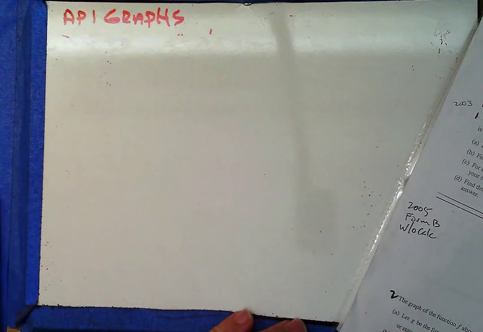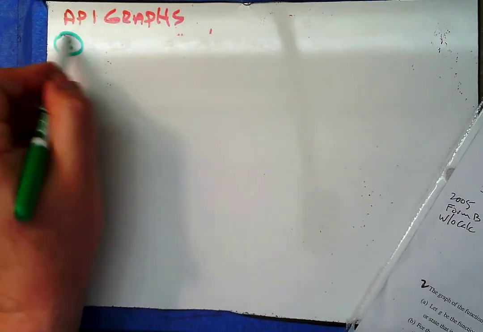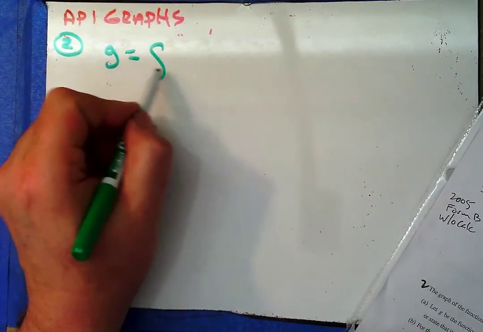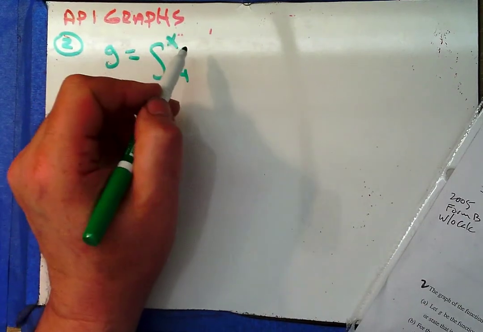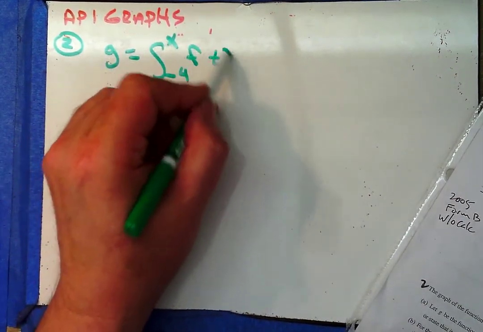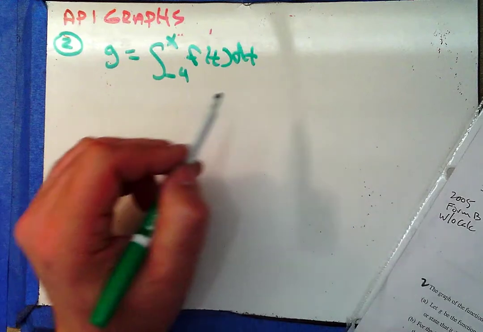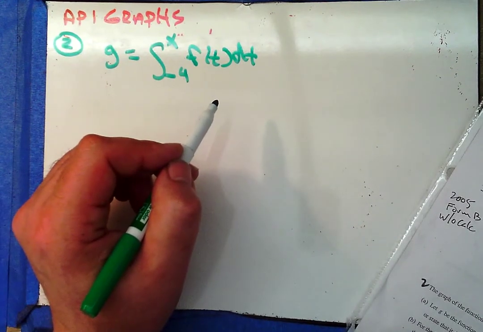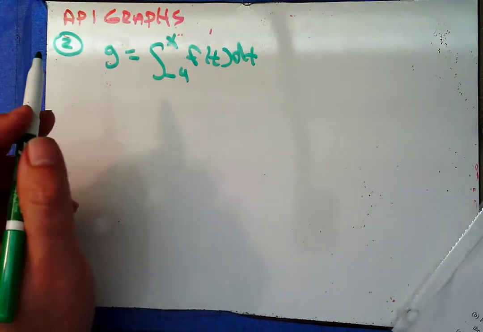Number 1. Let's take a look at number 2. We've got the graph of the function consists of 3 line segments. G is defined as the integral from -4 to x, f of t dt. Find G of -1, G prime of -1, and G double prime of -1, or state that it does not exist.